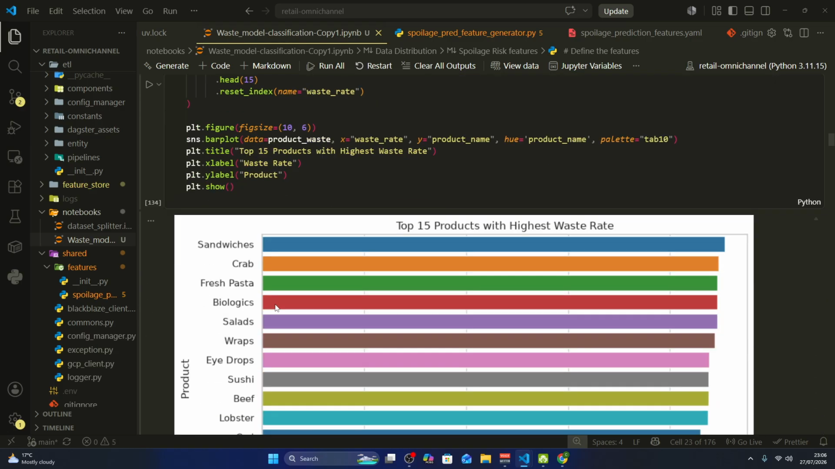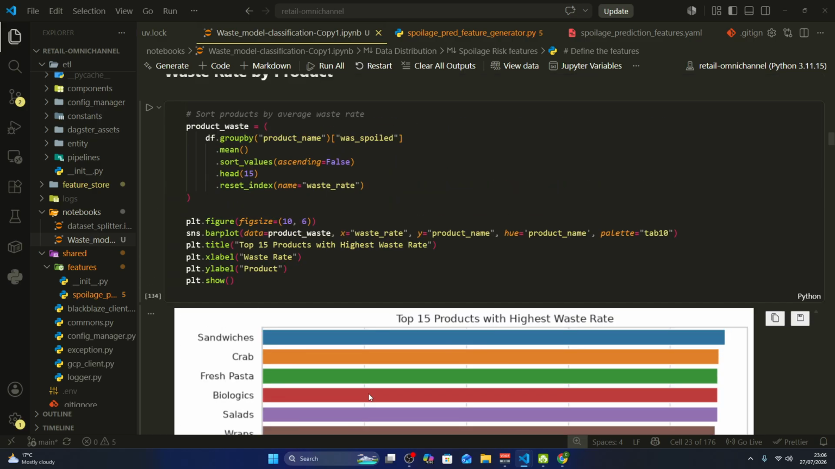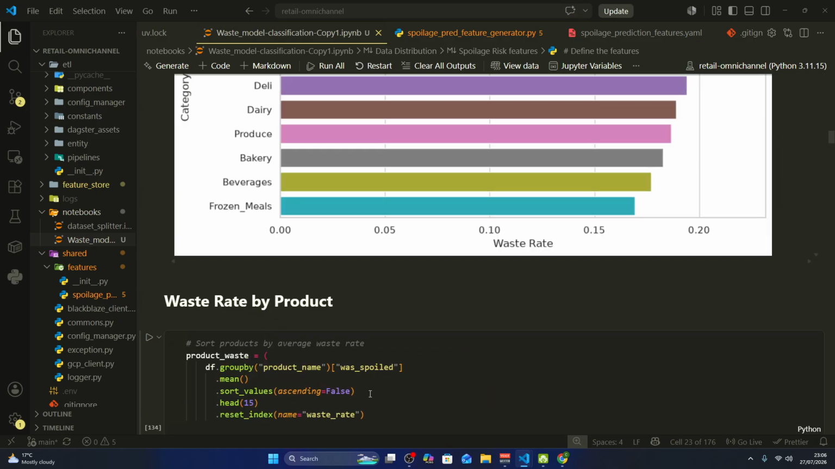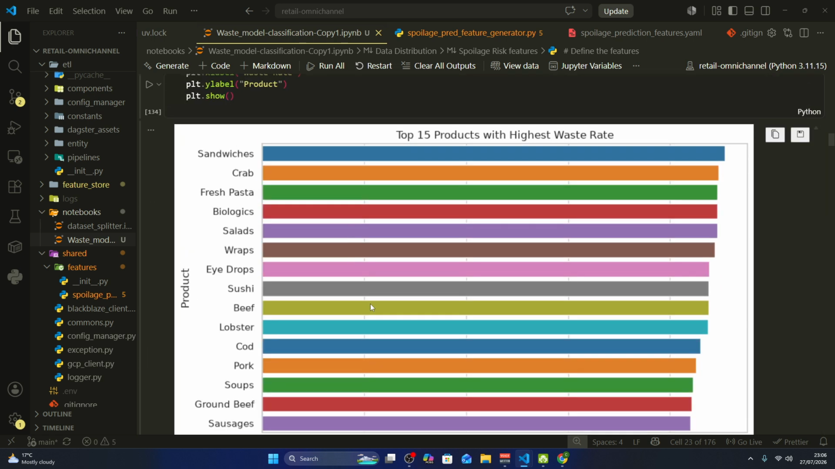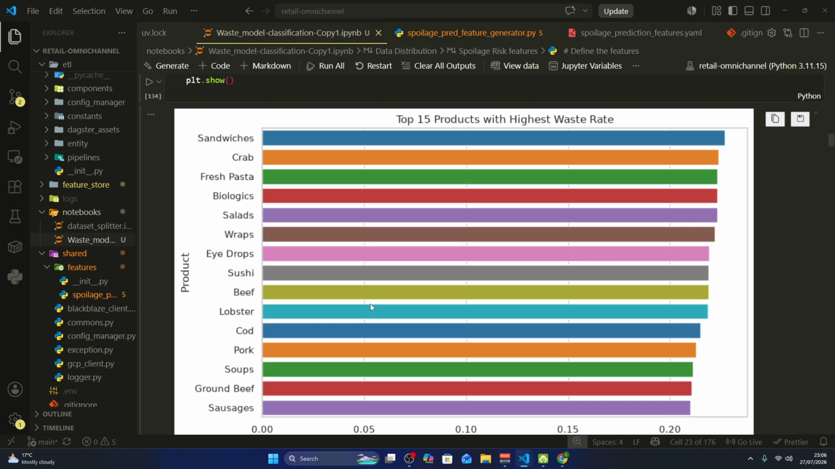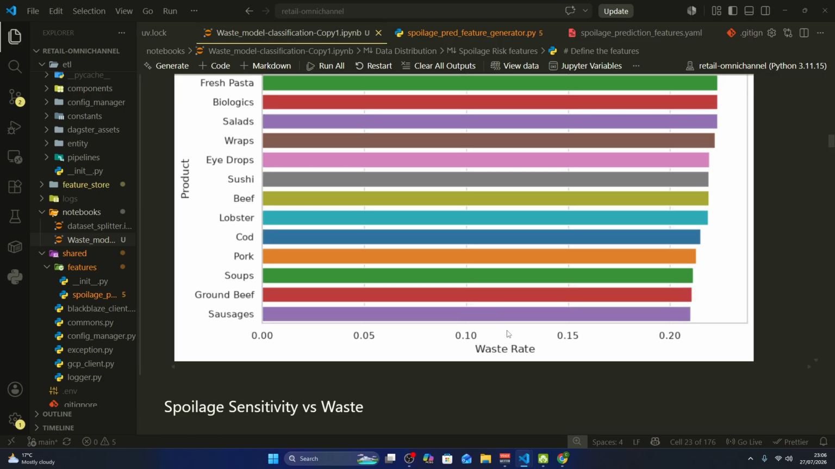Then waste rate by product. Again, you can see the top 15 products. Sausage is among them, or is it frozen meals? These are the waste rates for the top 15 products with the highest waste rates. Again, you can see sandwiches, crab, fresh pasta, biologics, salads.